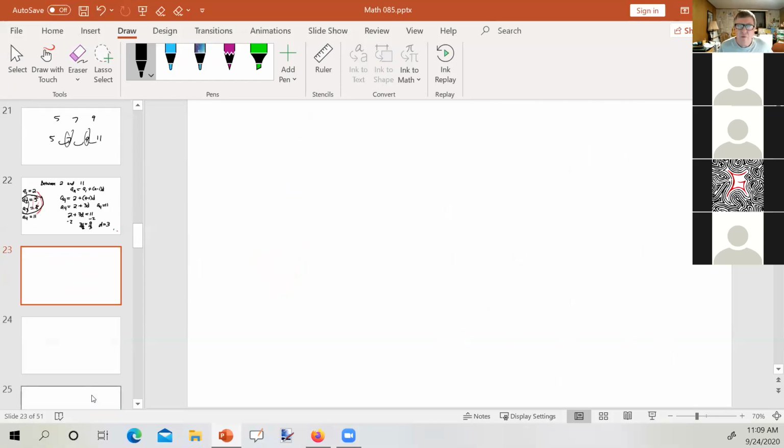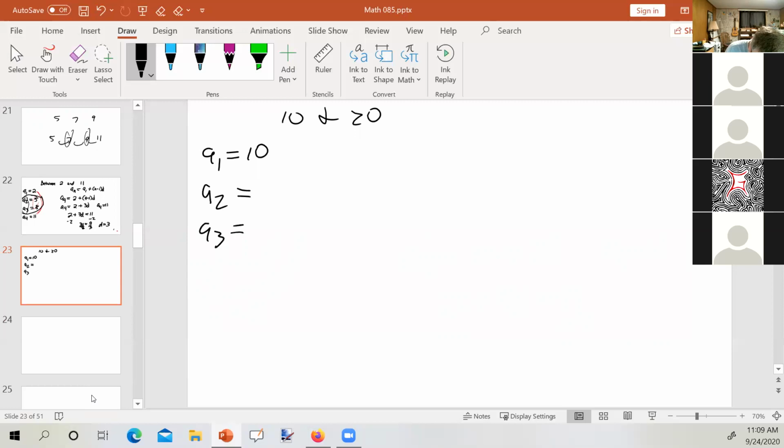We're to find 4 arithmetic means between 10 and 20. So between 10 and 20. So a sub 1 is 10, but we want 4 arithmetic means. So a sub 2, a sub 3, a sub 4, a sub 5, and then a sub 6 would be 20. Again, how do I know? Because I want 4 in the middle. 4 arithmetic means.